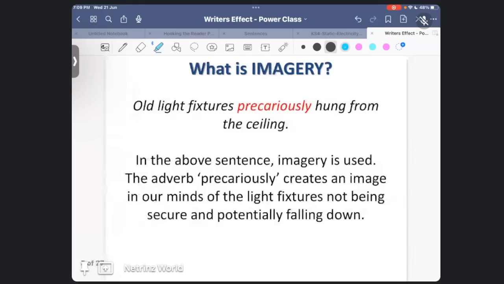Metaphors, similes, personification, onomatopoeia, all these are types of imagery. Let's go a little fast over here. All light fixtures precariously hung from the ceiling. What do you mean by the word precariously? Very loosely, not tight. The fixtures are not secured properly. They might fall down. So the imagery of something hung loosely is there in your head, isn't it? Yes or no?